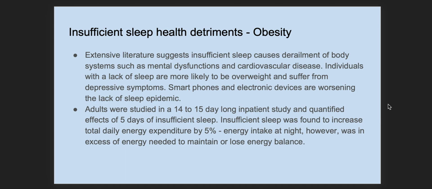Does anyone want to tell me what is a limitation with the study? It's something we just discussed a little bit earlier. Sure, although individuals burn a little more energy by 5%. If you have insufficient sleep, if you're only sleeping for 5 to 6 hours, right?